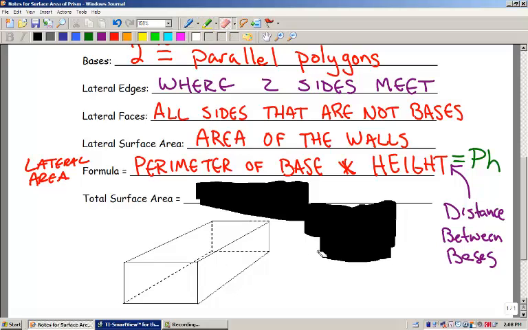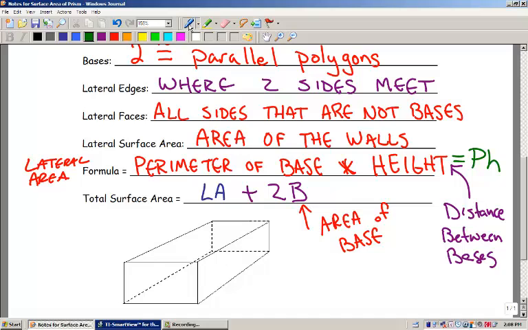In order for us to find the total surface area, the formula we're going to use is we're going to take the lateral area and then add in our two bases. Now, the area of the base can be any figure, again, that we dealt with in the last unit. It could be a triangle, a square, a rectangle, a trapezoid, equilateral triangle, it could be a regular polygon, regular hexagon, regular pentagon. So that part of the formula is going to change throughout the problems.